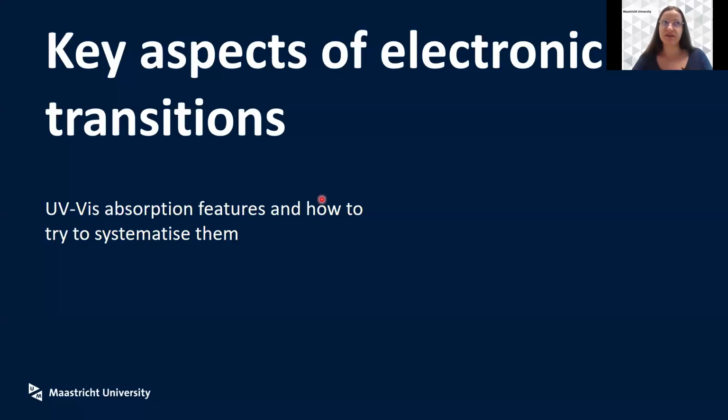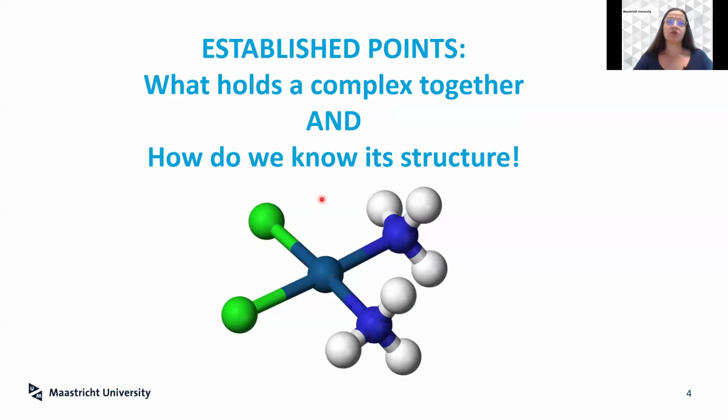So let's kickstart everything with the key aspects of the electronic transitions. What are the features and how do we need to systematize them? From the previous lectures of the same course, we organized our ideas on what holds a complex together and how we know the structure. So now we know what the metal is doing, what the ligand is doing, and how we figure out that the spatial arrangement is actually this and not something else.